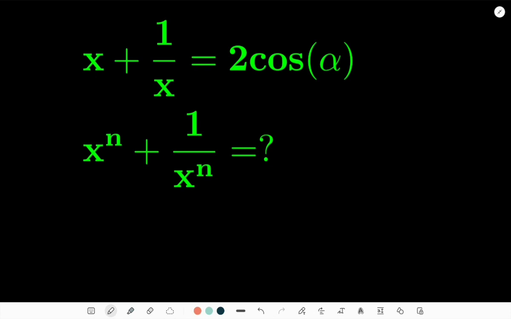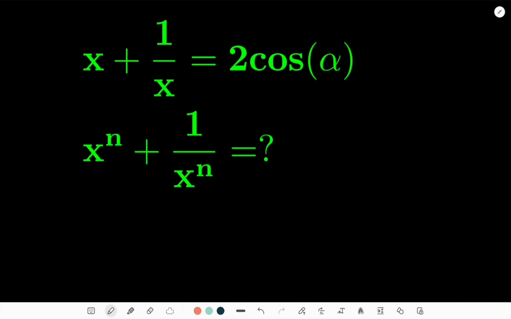As a condition, we have x plus 1 over x equals 2 cosine of alpha. And the problem wants us to find x to the power of n plus 1 over x to the power of n. How can we solve this problem?